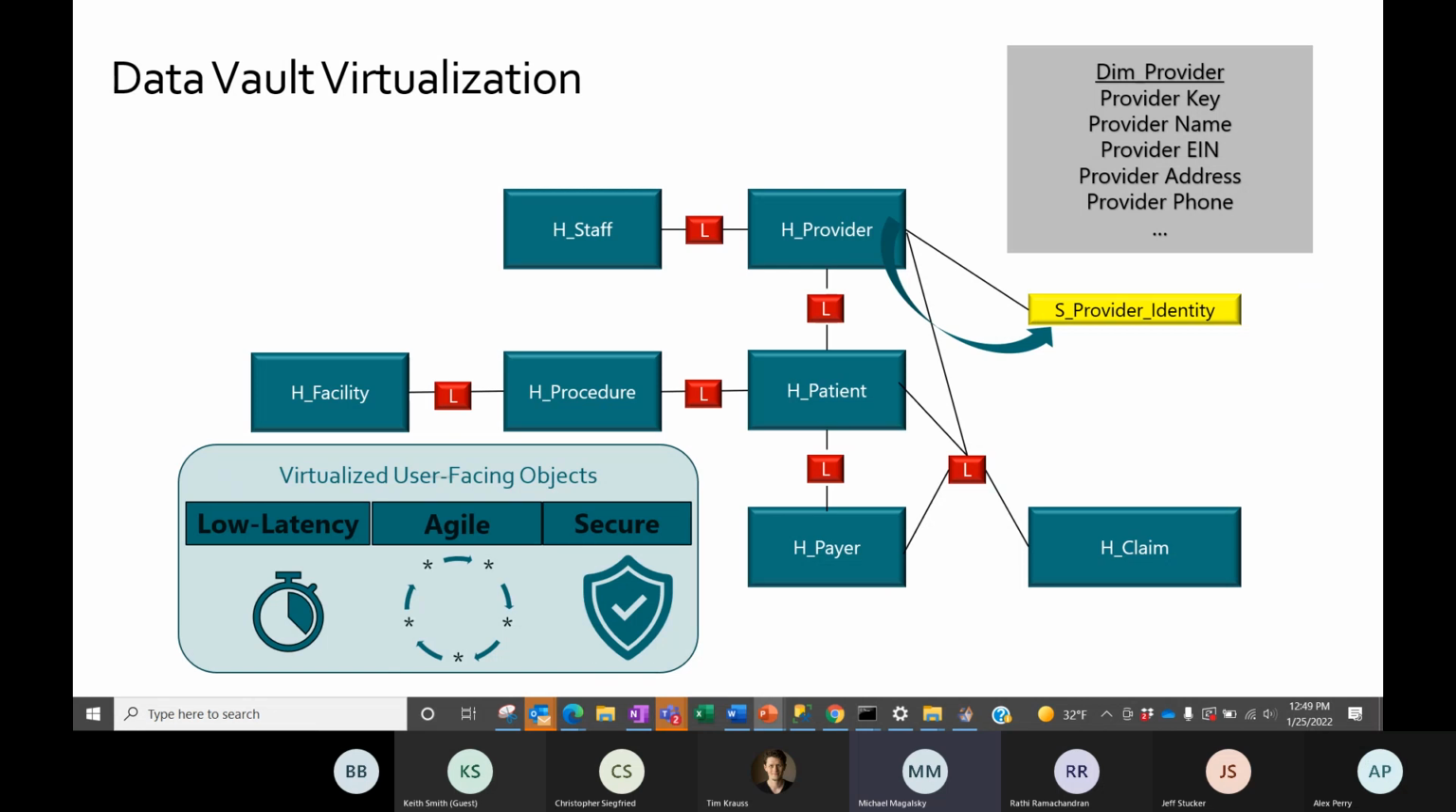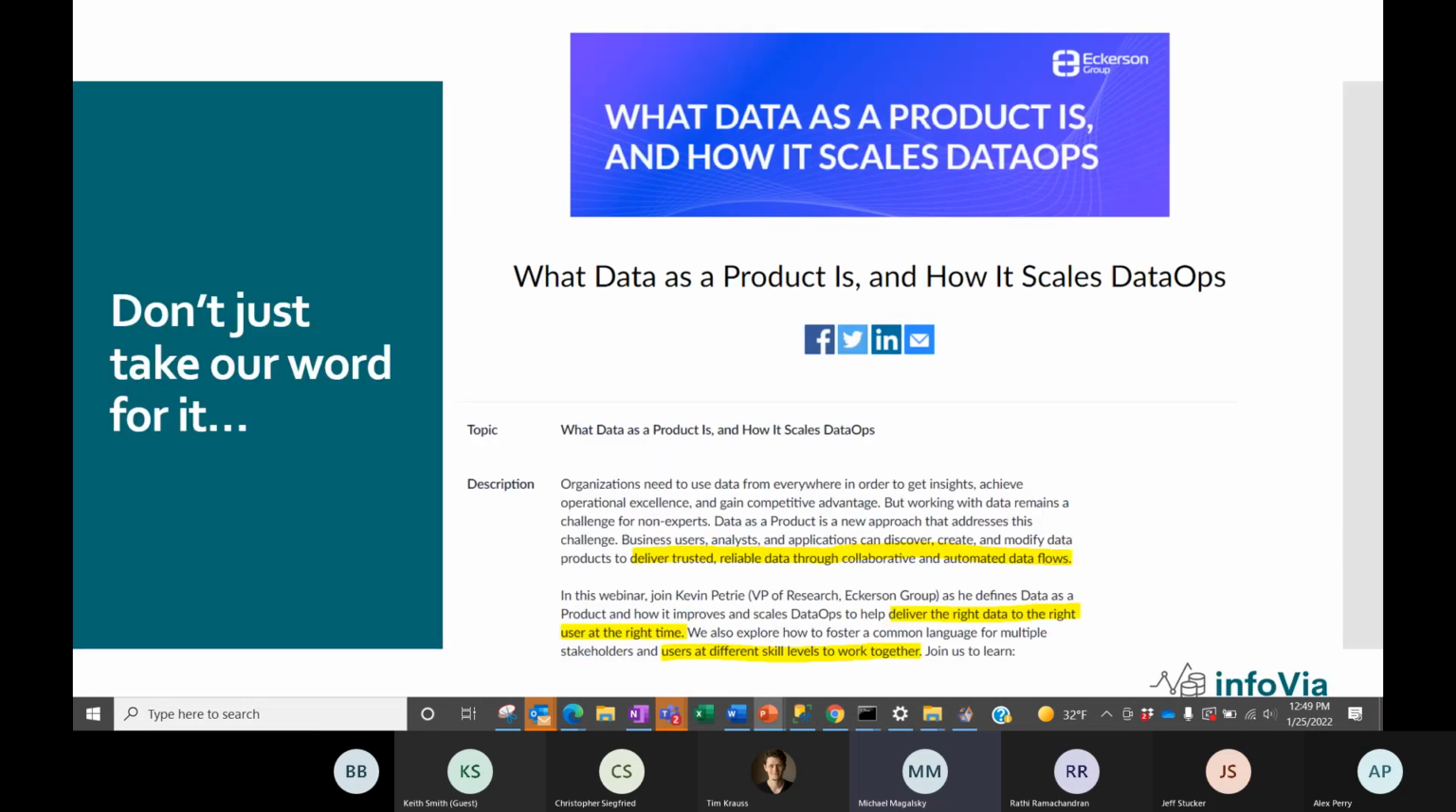So we've demonstrated that we can build a fact and a dimension very easily from a data vault model for consumption downstream. That results in low latency, agile, and also secure, because we have those business rules supported and enforced at the data level, which is what all the consumers of the data have in common, is that data level.